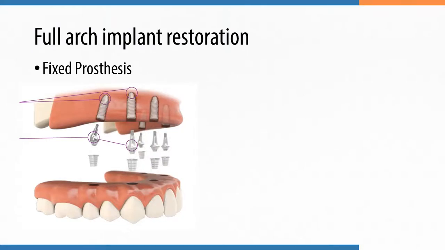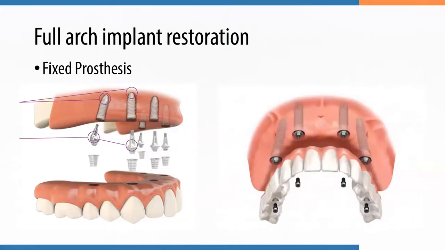Worth mentioning that this will also be dictated by the restorative material selected, where a bar and a wraparound denture would require at least 16 to 18 millimeters of clearance, while for monolithic zirconia restorations, you'll need about 12 to 14 as a minimum.